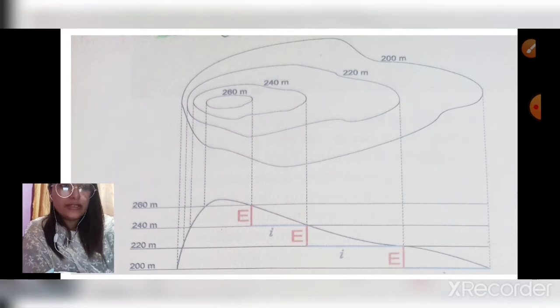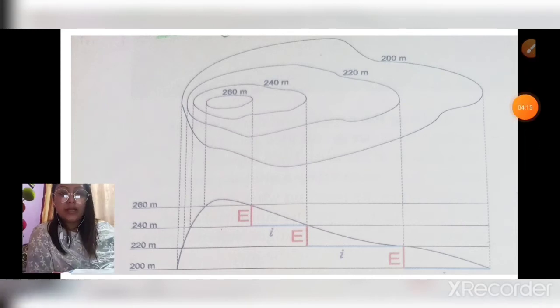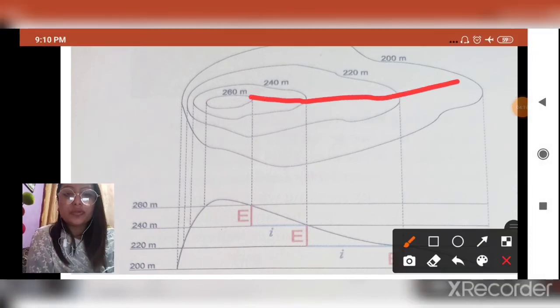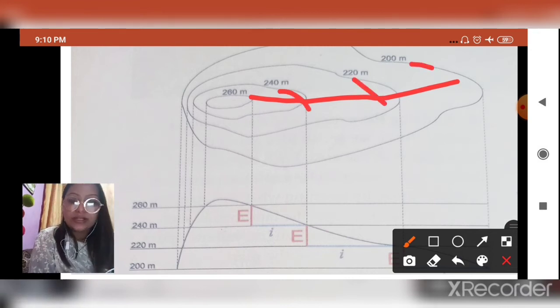Now see another important characteristic. This vertical distance we have already done. Now we see the horizontal distance. You see this horizontal distance between two consecutive contour lines, called the horizontal equivalent.